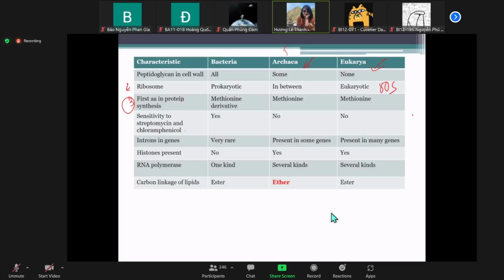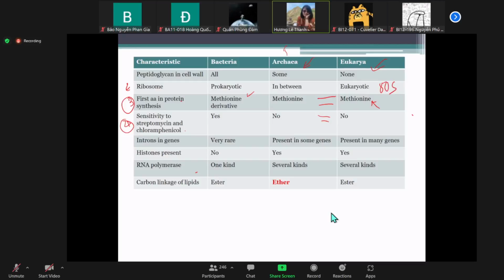The third characteristic is the first amino acid in protein synthesis. As you learned in high school, the translation process starts with methionine as the first amino acid in protein synthesis. Archaea have the same characteristic as eukaryotes. Bacteria start with methionine derivatives. The fourth characteristic is sensitivity to streptomycin and chloramphenicol, some kinds of antibiotics. Bacteria, yes, but no for archaea and eukaryotic cells.